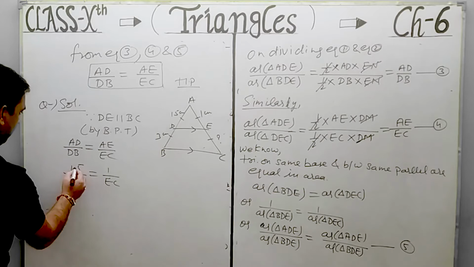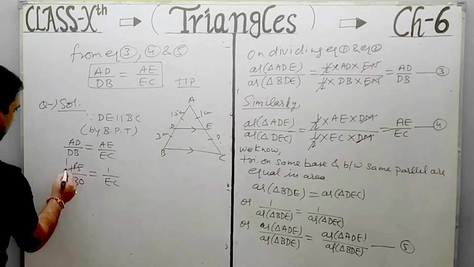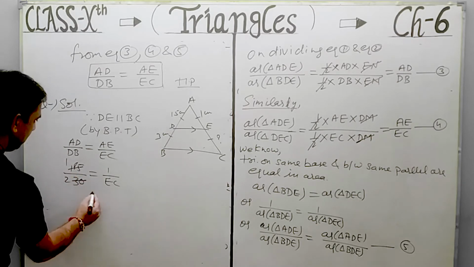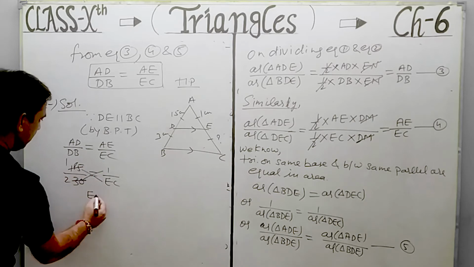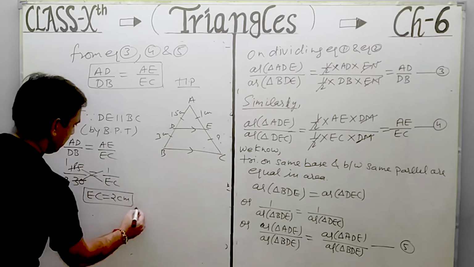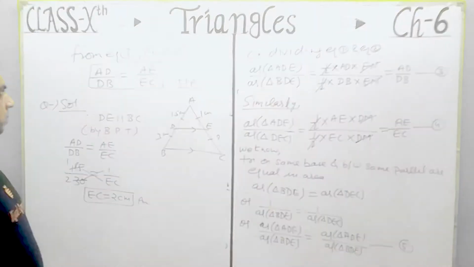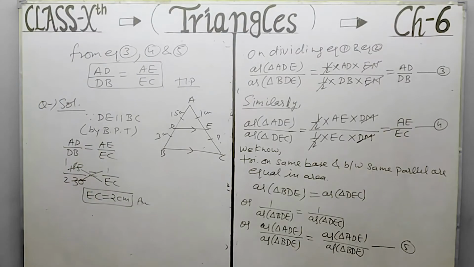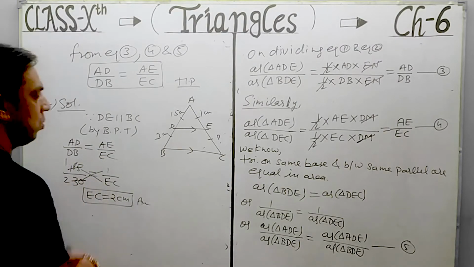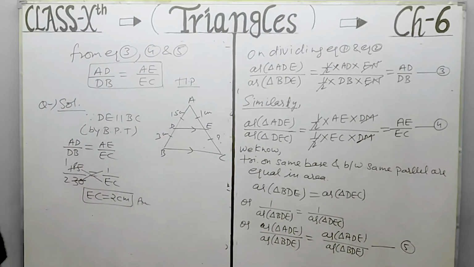Now we can solve this. We can remove the decimal and write a 0 here. Now 15 1 ja, 15 2 ja. So we will cross multiply it. Now EC is 2 centimeter. So the value of EC will be 2 centimeter. So this is the question regarding this theorem. Many more questions you can see in your exercise. You can do practice.